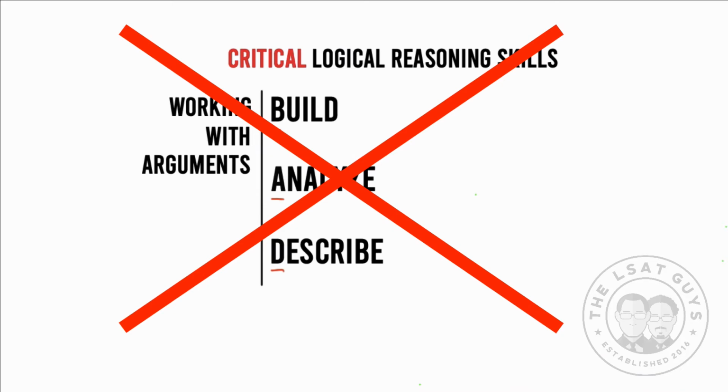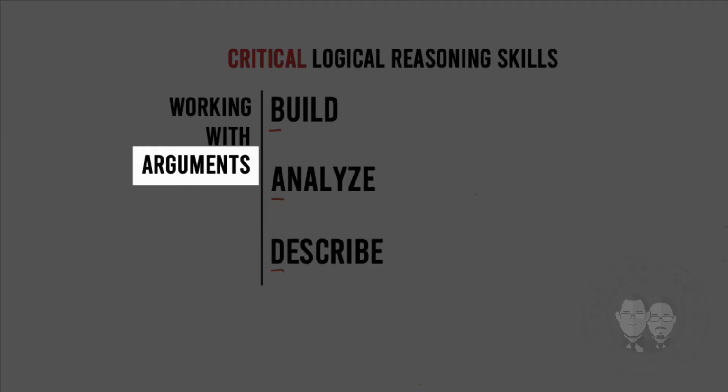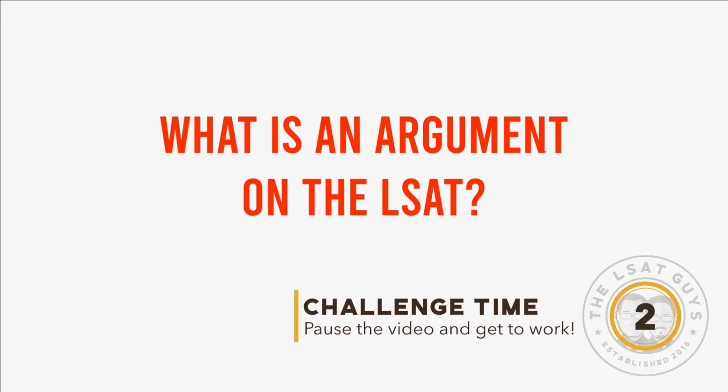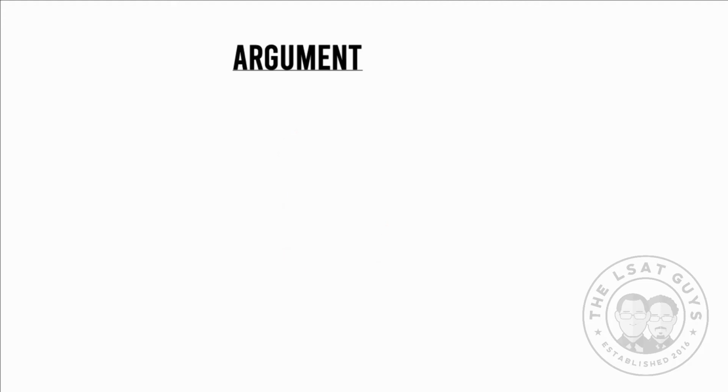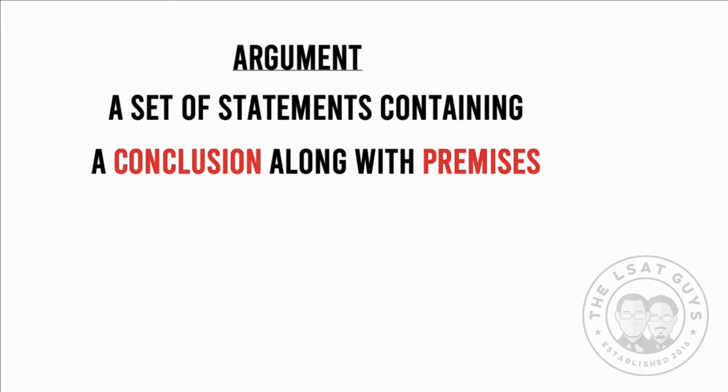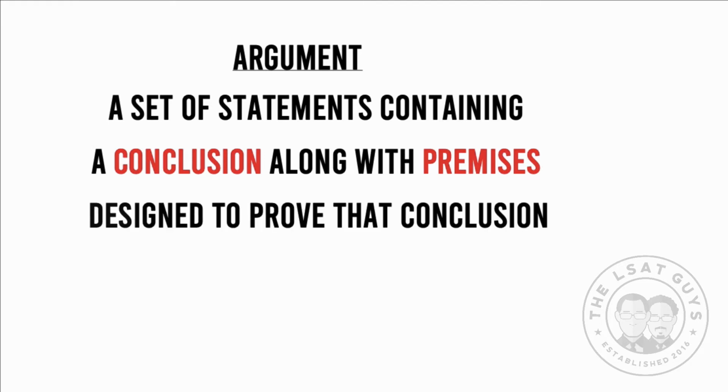Before we can do any work with arguments, we have to figure out what the word argument actually means on the LSAT. That's the focus of this video. So take a few seconds and consider for yourself, what is an argument? So many people think of this when they think of the word argument. While this concept of argument might make sense in everyday life, the LSAT requires a more formal definition. More precisely, on the LSAT, an argument is a set of statements containing a conclusion along with premises designed to lead to that conclusion. This definition has a couple of key features that I want to point out.